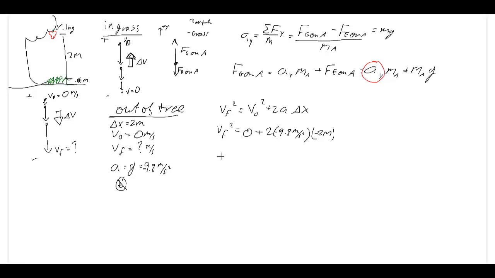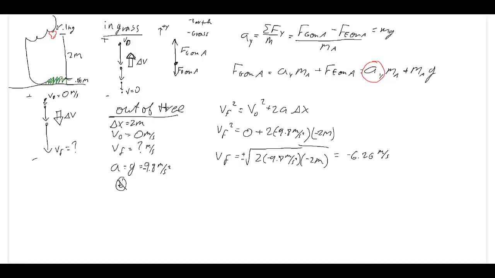So we can now do v final is equal to the square root of 2 times negative 9.8 meters per second squared times negative 2 meters, which gives us a final velocity of 6.26 meters per second. And of course this velocity is negative because it is downward. Remember, when you take a square root, it's either plus or minus. In this case, it's minus.